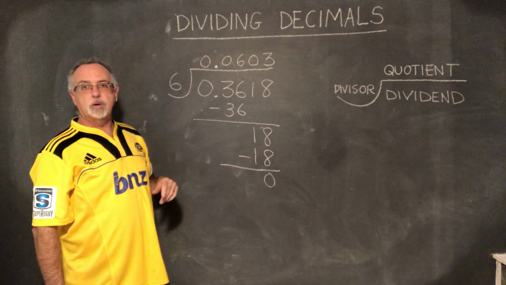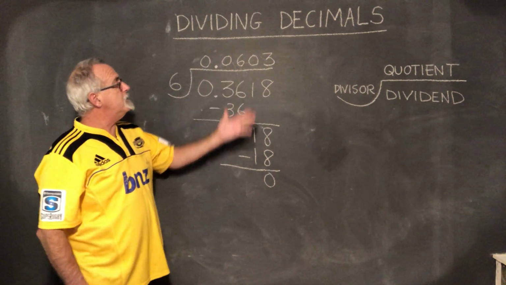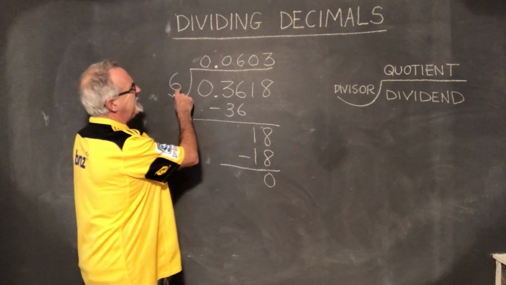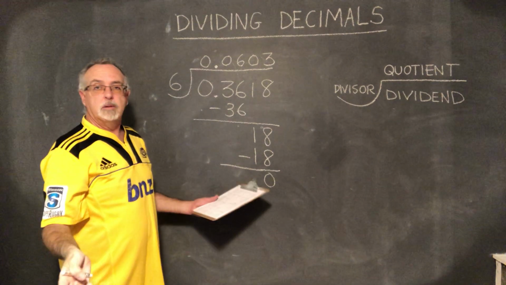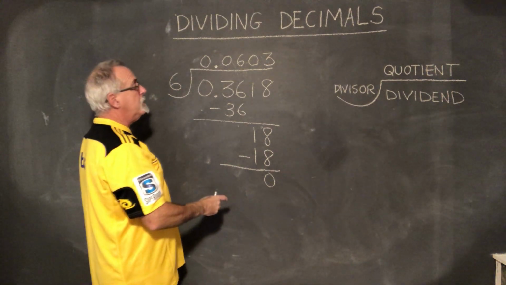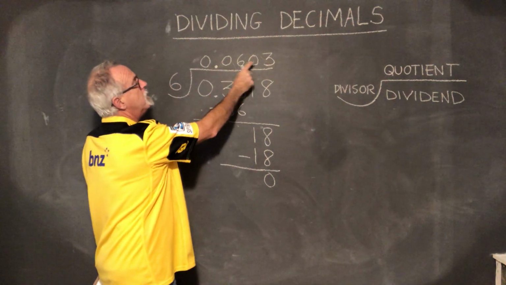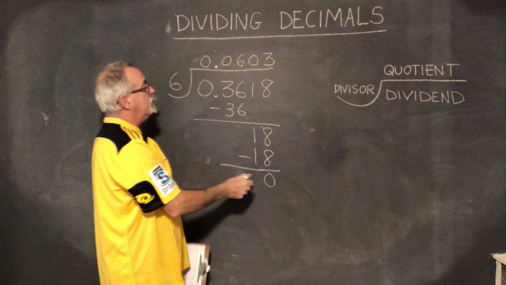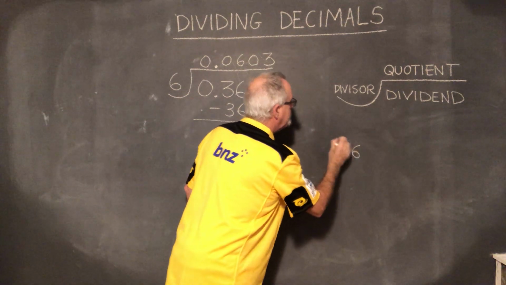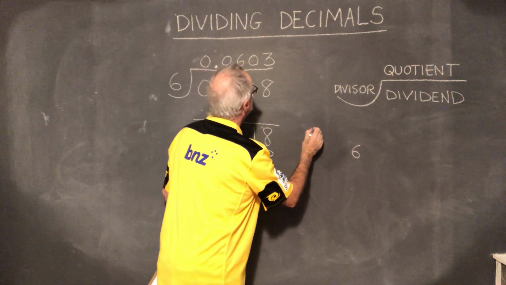Can we prove that this process still works? Do we feel confidence? If I'm looking at this and thinking, wait, no, there's too many zeros here, I don't know if I trust it. I have something I can do. I have my verification, and I'm going to do that. 6 times 0.0603 must give 0.3618 as the answer if I did this correctly. So let's do a multiplication. 6 times 0.0603.